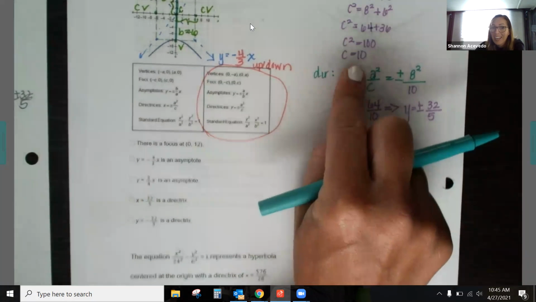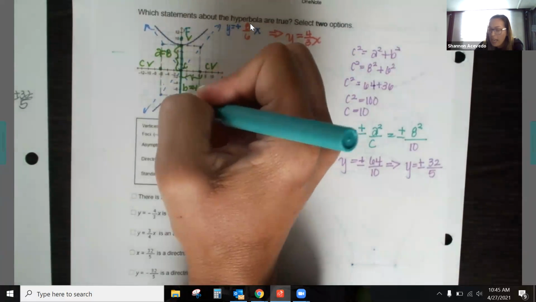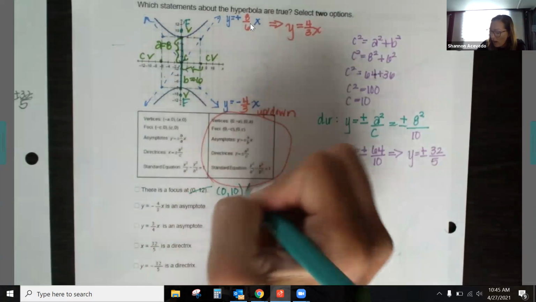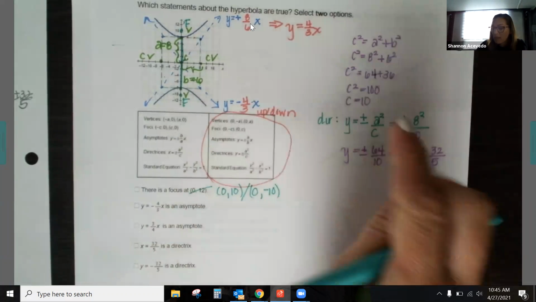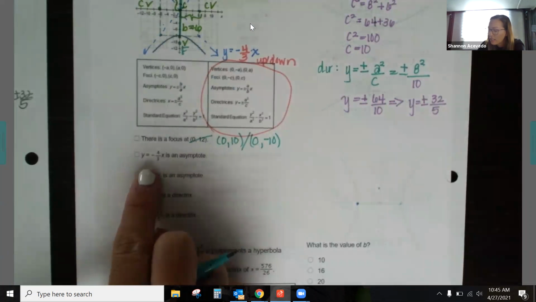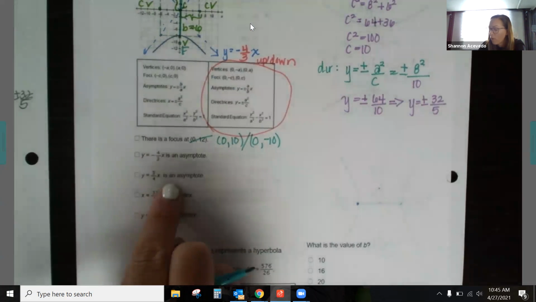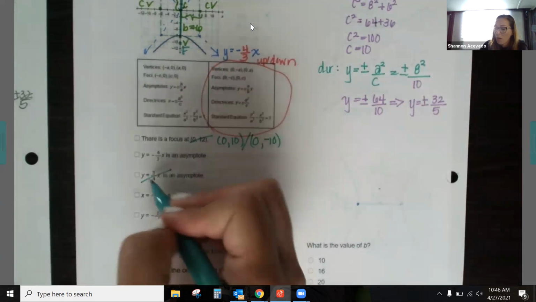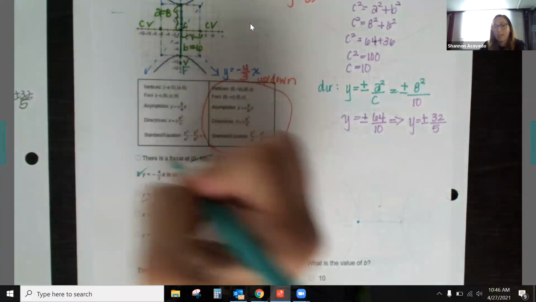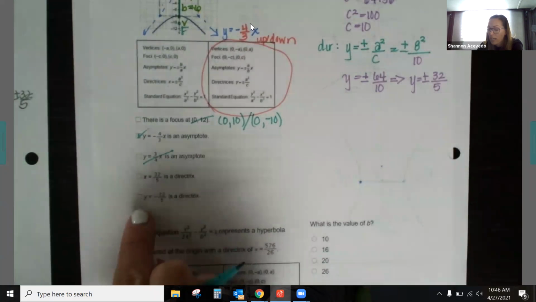Well, if my c is 10, then I would have a focus here at positive 10 and down here at negative 10. So that's incorrect. We would have one at 0, 10 or at 0, negative 10, because my c value is 10. I have an asymptote at negative 4/3 x, or I have one at y equals positive 3/4 x. This one is incorrect. It should have been a positive 4/3 x, but my negative 4/3 x is correct. That is correct. And then my next one, these are very similar, but one's an x, one's a y.